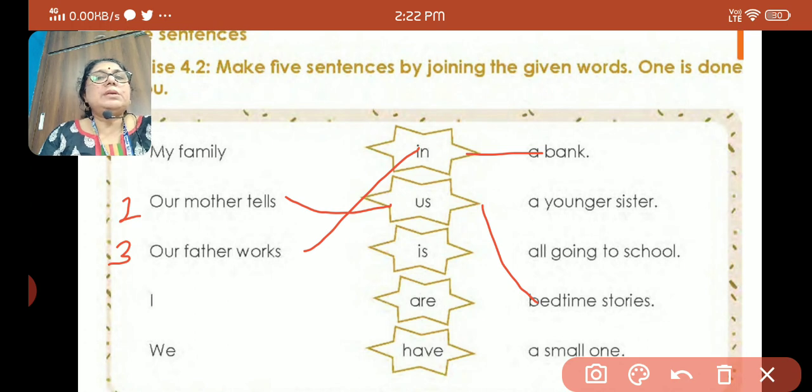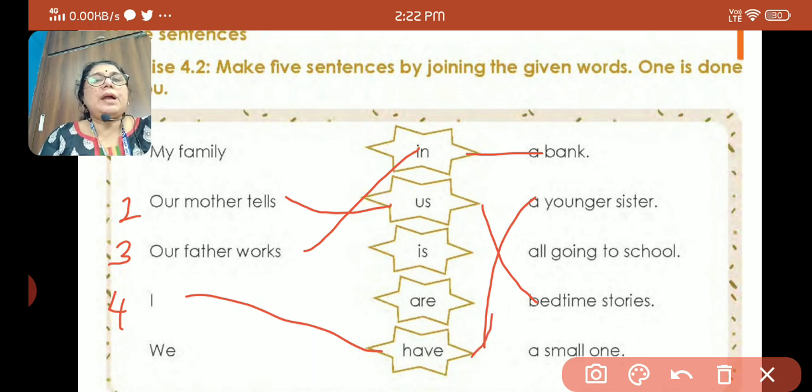Got it? Now the third one, what will you write? Our father works in a bank. Got it, children? You have to write in the blank space. I showed you the second one, no? The same there. Then the fourth one, what will come? I have a younger sister. This is joining here. I have a younger sister.